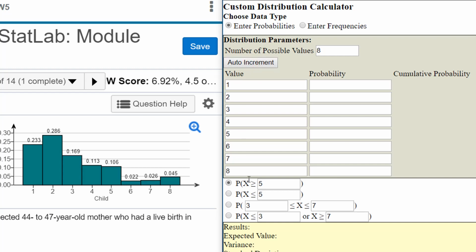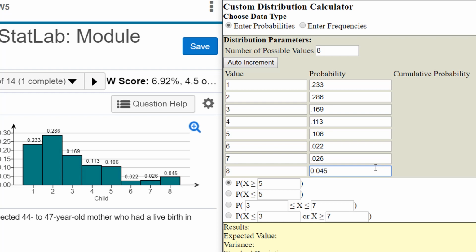That's nice. We don't have to type in all those numbers. It just starts with 1, and whatever value was in this first cell here, it's going to just start counting up from there. The probabilities, I'm going to start typing in 0.233, 0.286, 0.169, 0.113, 0.106, 0.022, 0.026, and the last one is calculated for me so that it adds up to 1.